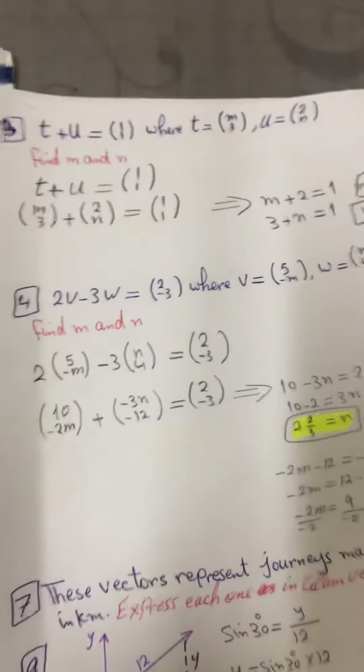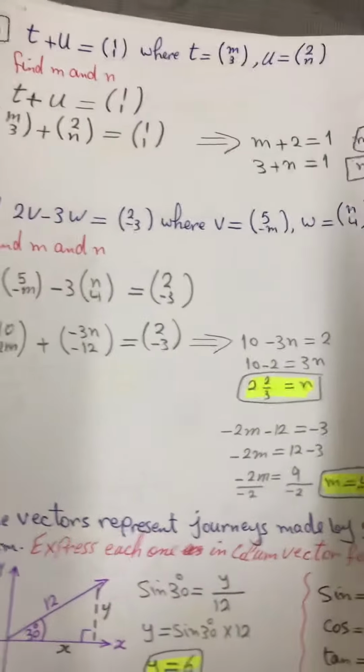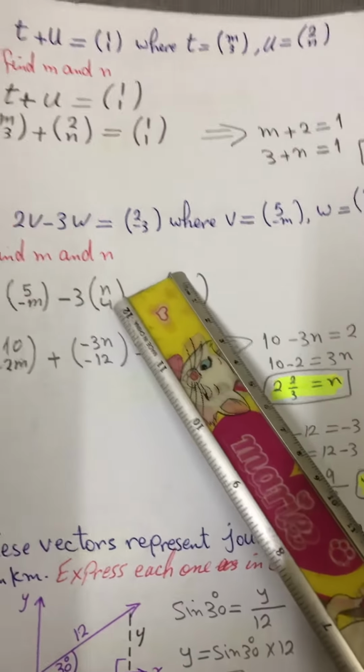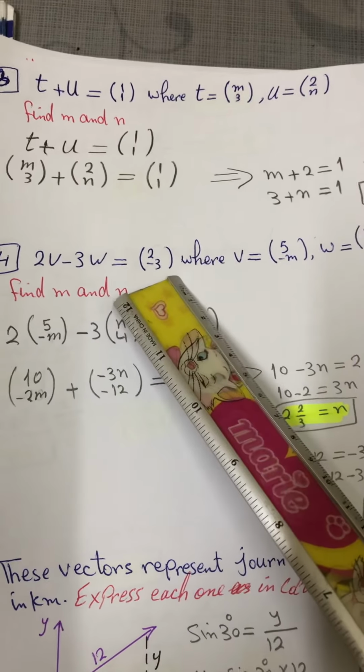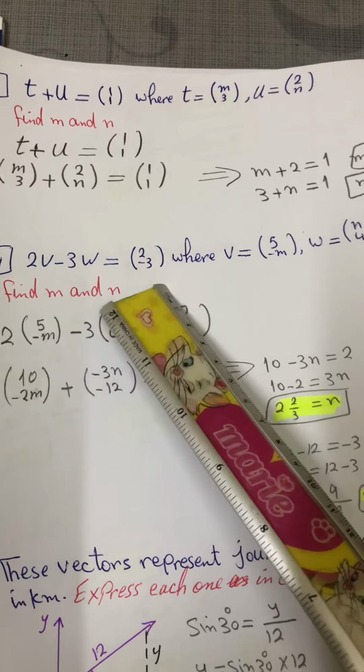Important problem. Okay? Here, in case of multiplication, 2v minus 3w, the answer is the vector (2, -3).